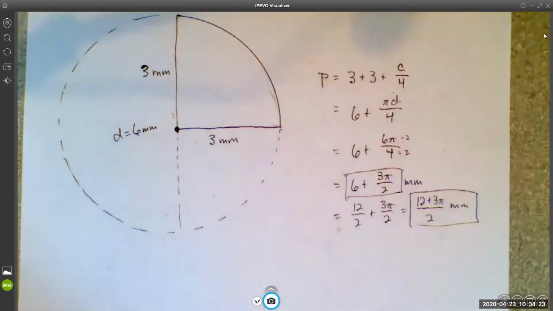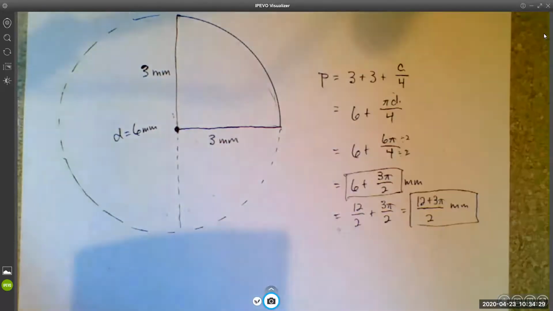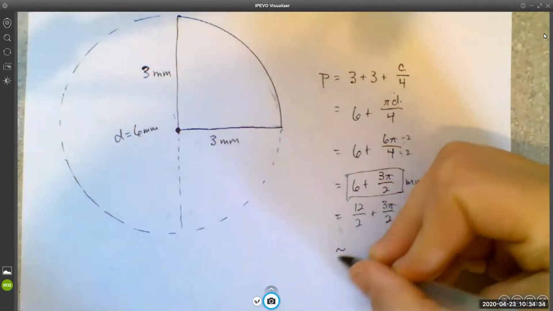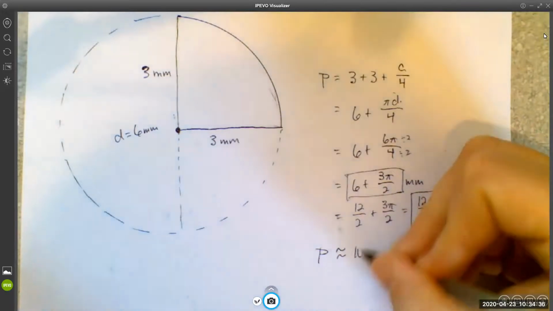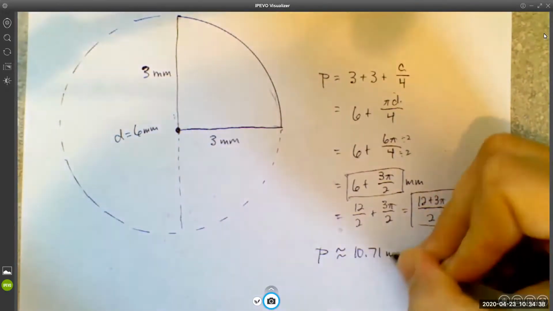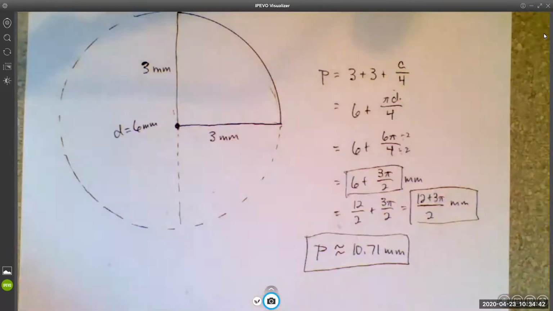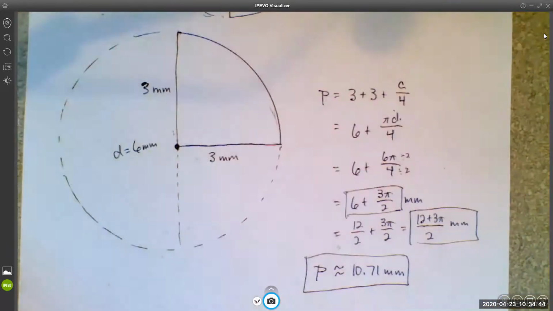Let's see what the approximation is. So I'm going to say 6 plus 3 pi over 2 is approximately 10.71. Okay. So there we go.